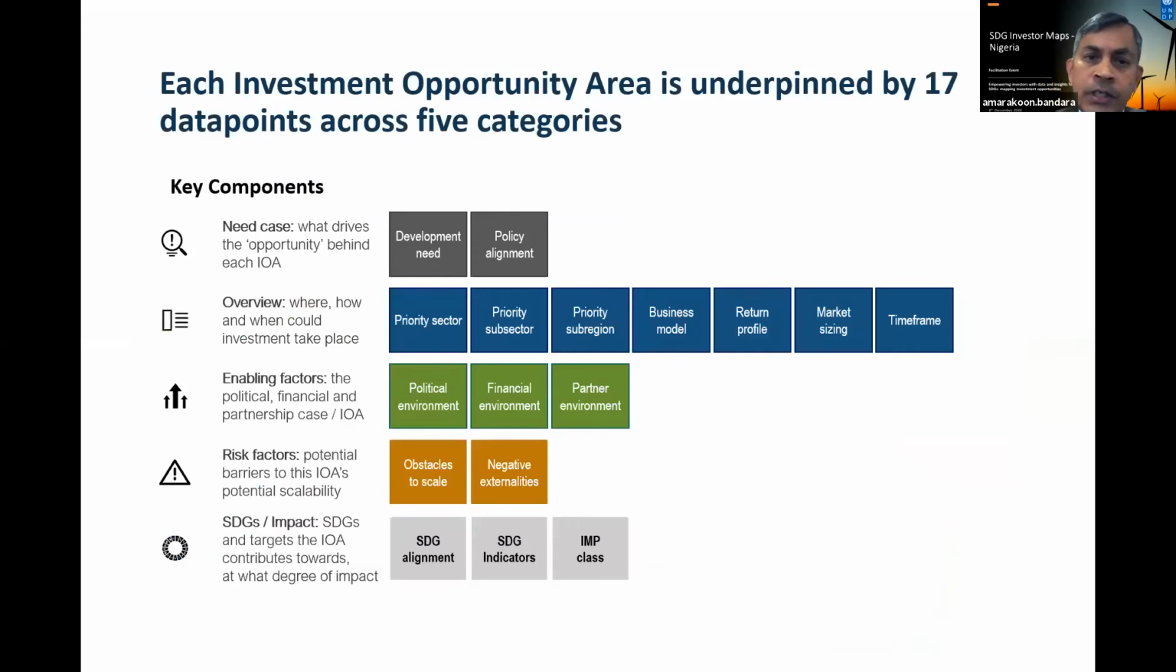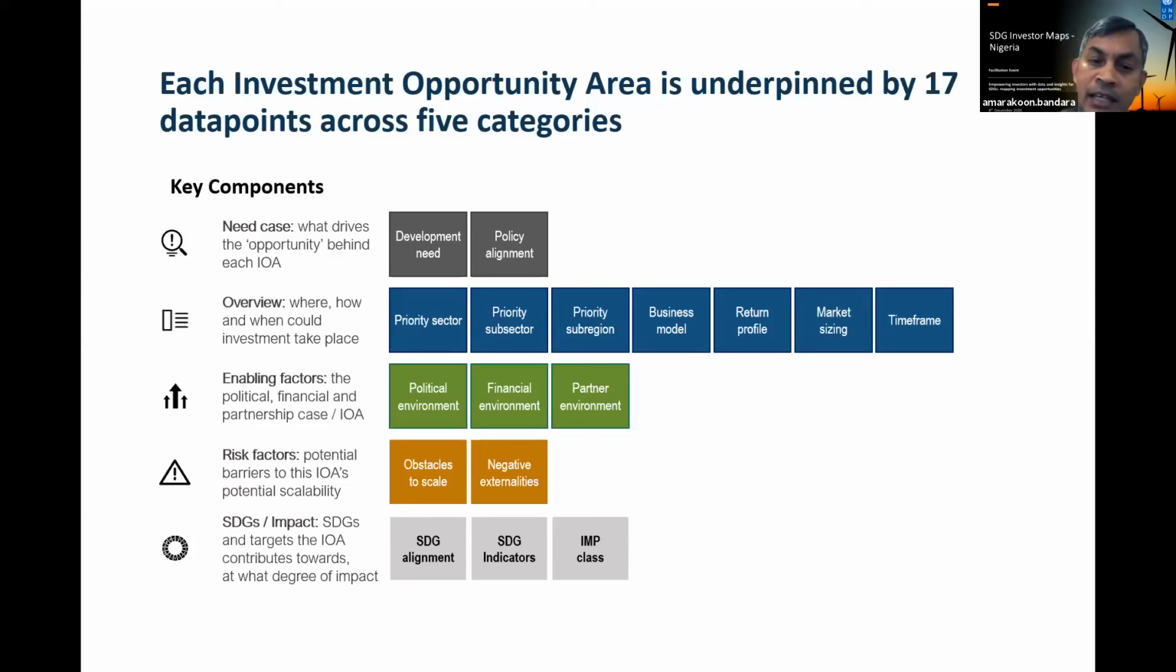Now, each of these investment opportunity areas is underpinned by 17 data points across 5 categories in terms of needs. We looked at development needs and also policy alignment, especially to achieve SDGs. And also, we give an overview as to where, how, and when investment could take place. As I said already, we have priority sectors, subsectors, as well as sub-regions. And then through the interviews with the local investors, we looked at the business model, return profile, market sizing, and the time frame for the businesses.